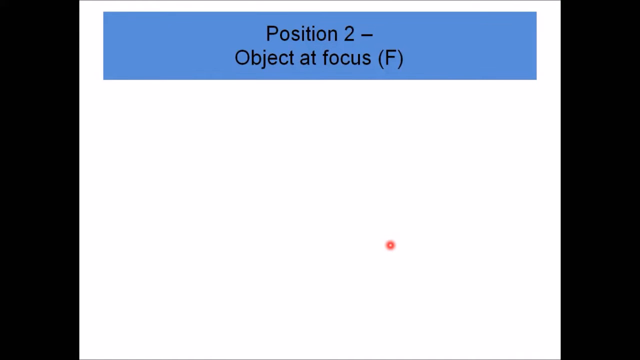Now we are going to see how the image is going to form when the object is at the focus. In our position number 1, the object was in between the pole and the focus. Now it has moved to the left and reached the focus. So what will happen here? Let's see.